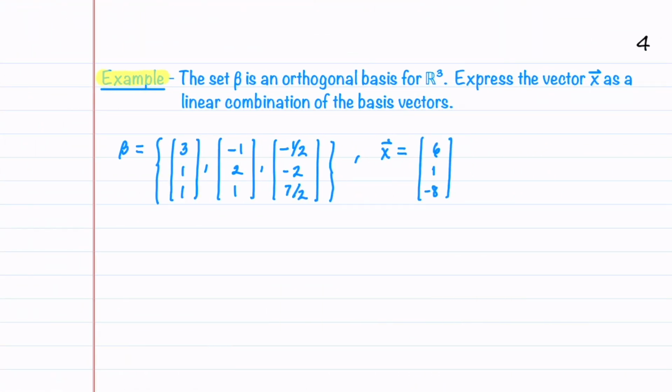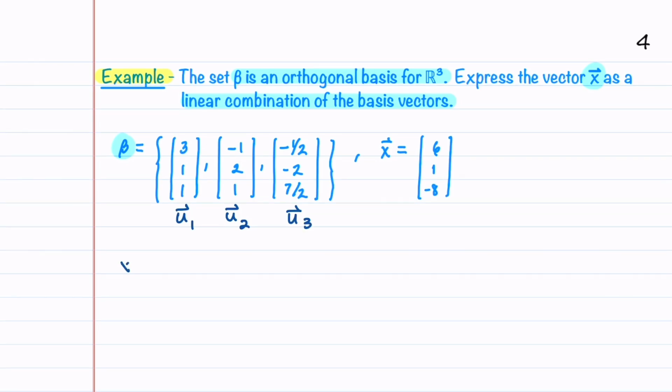Let's look at an example where we're given a set beta that is an orthogonal basis for R3. There's our set beta. We're going to express vector x as a linear combination of these basis vectors. Let's begin by labeling our basis vectors. I'm going to label them U1, U2, and U3. And then we'll write x as a linear combination of these vectors.